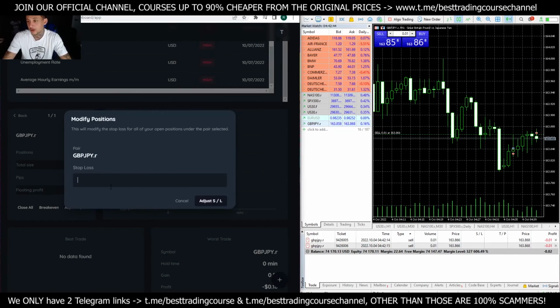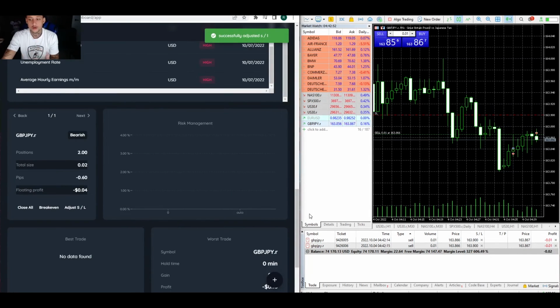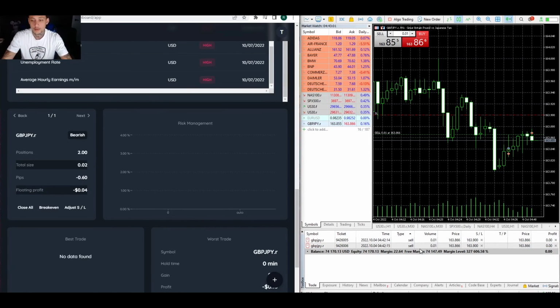For example, if I wanted to move my stop loss to like 163.900, all I have to simply do is click adjust stop loss, and you can do that literally over the computer, and it'll do it with both of your stop losses. And this makes it super, super easy for you guys to manage all of your positions if you're somebody that just trades with a bunch of positions.